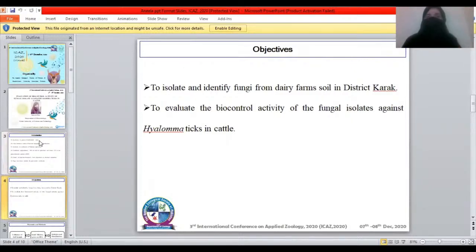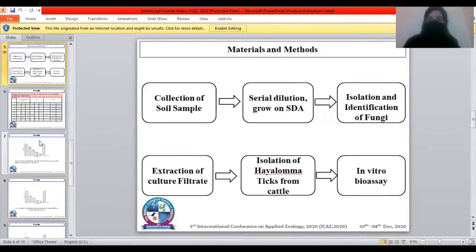These are the objectives of my presentation: to isolate and identify fungi from dairy farm soil and district Karak, and to evaluate the biocontrol activity of fungal isolates against Hyalomma ticks in cattle. These are the materials and methods. Collection of soil sample. Soil samples were collected from the dairy farm. The soil was properly labeled by putting the time, date, and location of the area, and was taken in small sterile polythene bags and brought to the microbiology lab of Kohat University of Science and Technology for further processing. Samples were stored at 4 degrees for further processing.